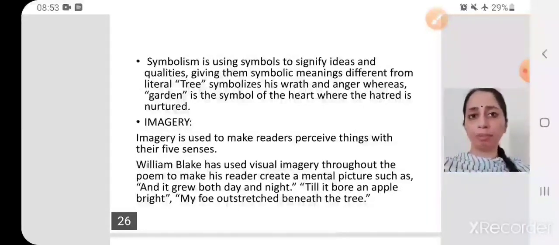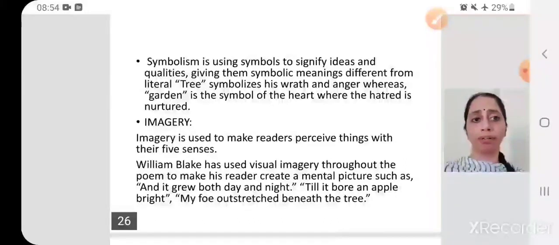Imagery. So what's imagery? Imagery is used to make readers perceive things with their five sensory organs. So when you can create pictures in your mind, such figures of speech are called imagery. So what has the poet used over here? Let us see. "And it grew both day and night." So here the action of growing can be imagined day and night.